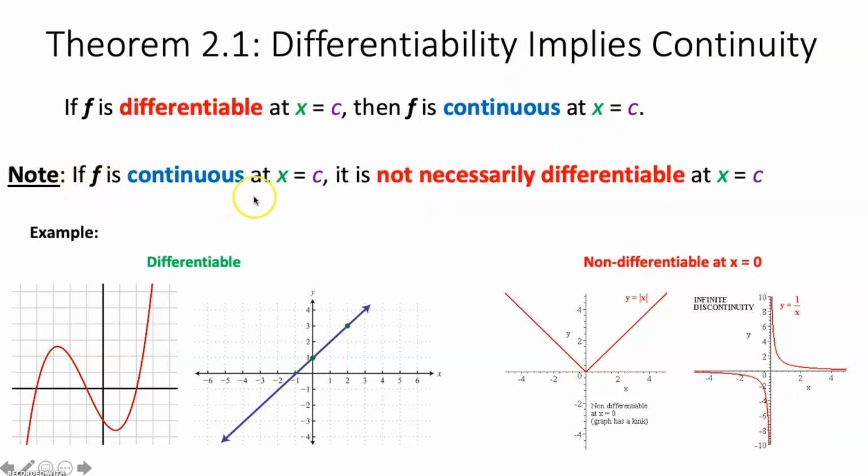It says if f is continuous at x is equal to c, it is not necessarily differentiable at x is equal to c. So if we're looking at this function, we see that it's actually continuous at x is equal to 0. However, it is not differentiable at x is equal to 0. And that's the reason we have to note that just because a function is continuous doesn't necessarily make it differentiable. But if it's differentiable, if you can find the slope of the function at that particular x value, then you know the function must be continuous at that particular x value.